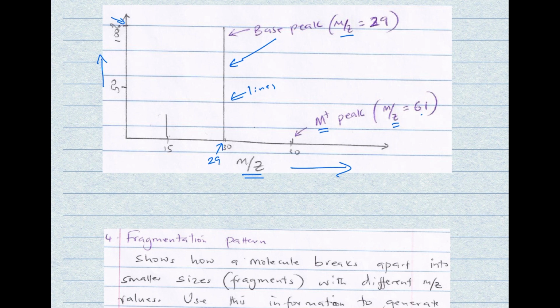And we see one of the fragments here where M over Z equals 15, and that corresponds to CH3 ion. We know the mass of carbon is 12. The mass of 3 hydrogens is 3. So 12 plus 3 equals 15, and that gives that peak.